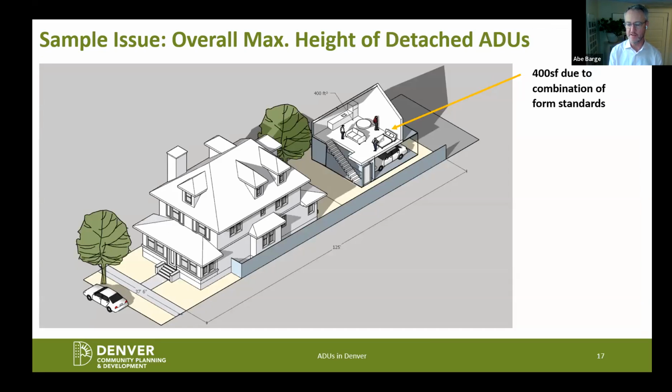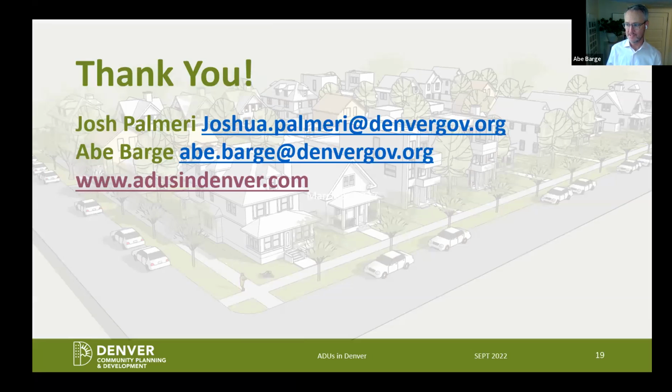Here's just another example of what that 1.5 story thing does. Sometimes it means that when you're following all the other rules about what you could build for the ground floor size, that 75% second floor actually is really small. Like you've been backed into a corner by that rule. And so we managed to get there.